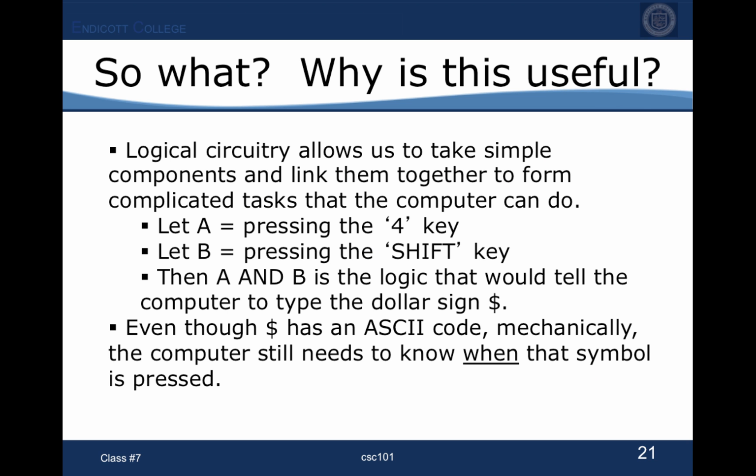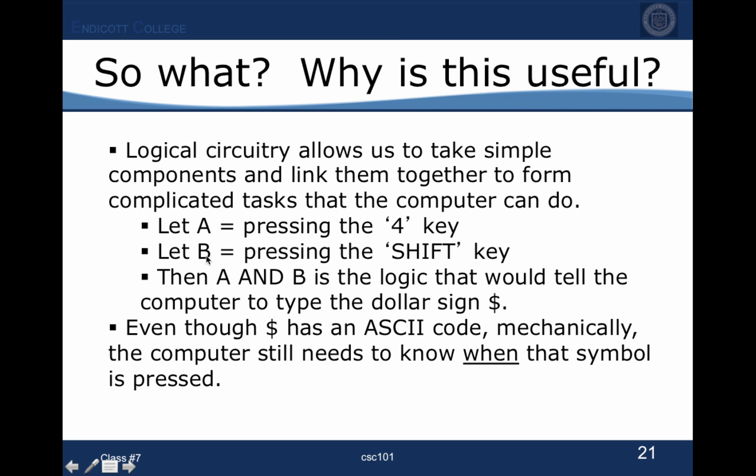after this. But of course the question is, why are we doing this and why is this useful? Well, I've alluded to this already, but the circuitry is going to help us actually make actions happen. So how does your computer know to make, in this case, maybe the dollar sign? Mechanically, I have to know when I should make this. Yes, there's an ASCII code for the dollar sign, and that is what's stored in memory.